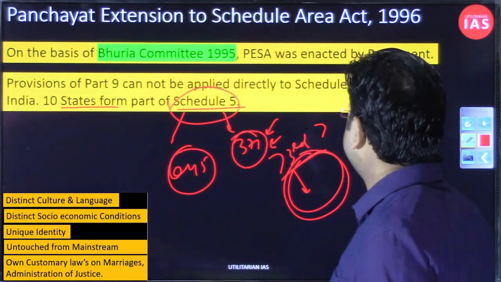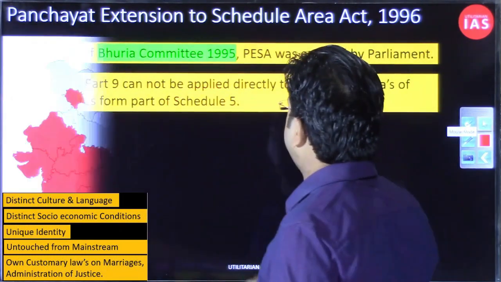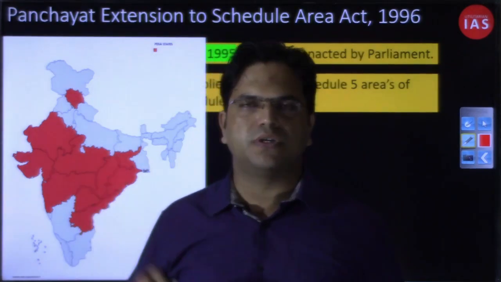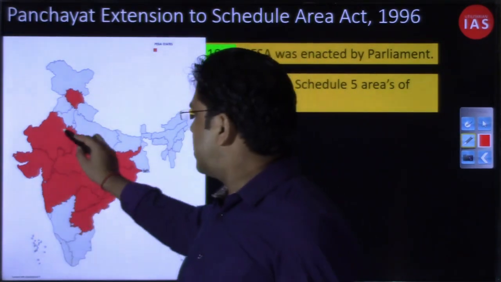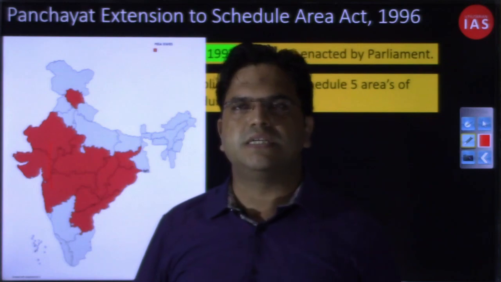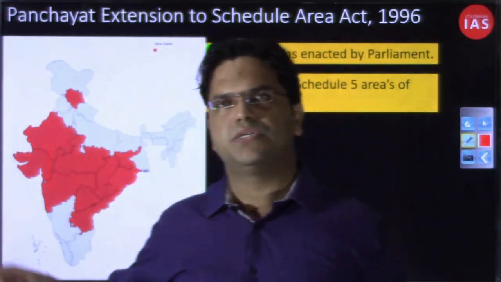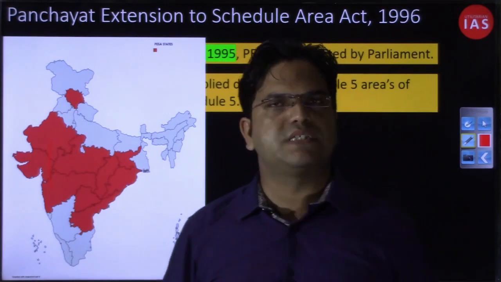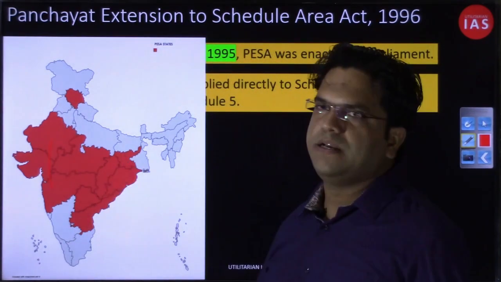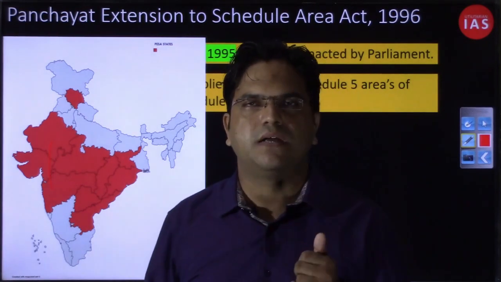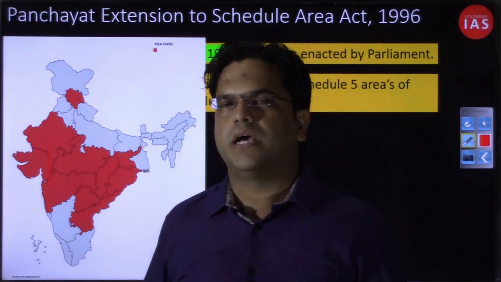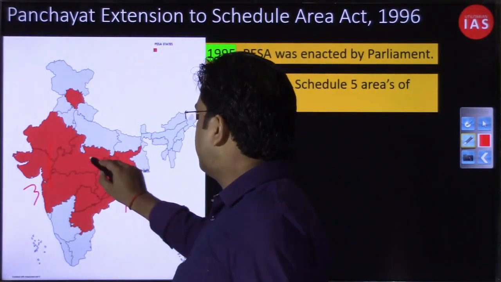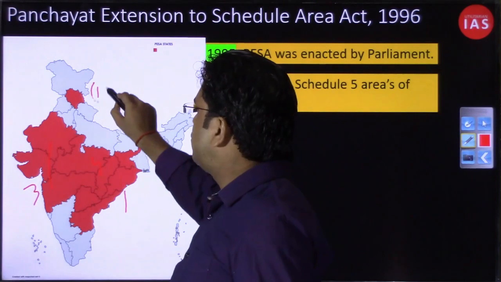What are those 10 states in Schedule 5? We can have a look. So these are the 10 states. You have 3 states on the western coast: Rajasthan, Gujarat and Maharashtra. 2 states on the eastern coast, that is Odisha and Andhra Pradesh. Then 4 states in central India, starting from the south: Telangana, Chhattisgarh, Jharkhand and Madhya Pradesh. So 3 states here, 2 here, 4 in central India and 1 in northern India.